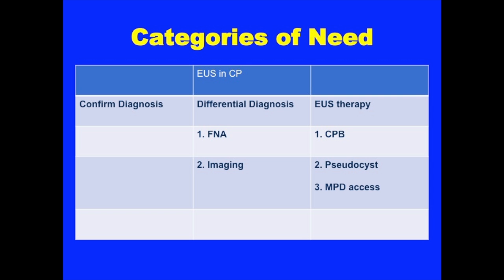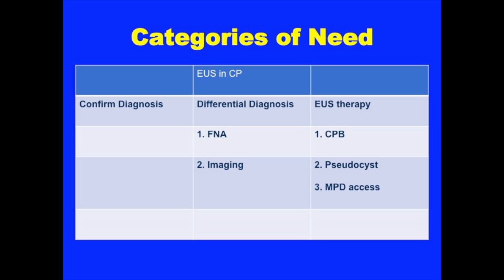The categories of need really come into three different ones. One is actually confirming the diagnosis. This would be in the person with unexplained abdominal pain. We do need it to expand our differential diagnosis because we can have tumors or cystic neoplasms that will confuse us, and we may mismanage this patient. In particular, no one wants to drain that pseudocyst that's actually a cystic neoplasm.